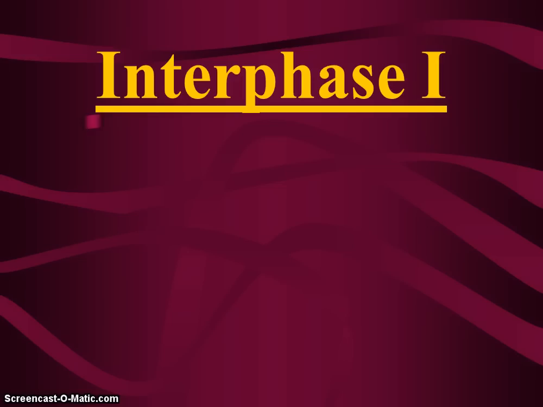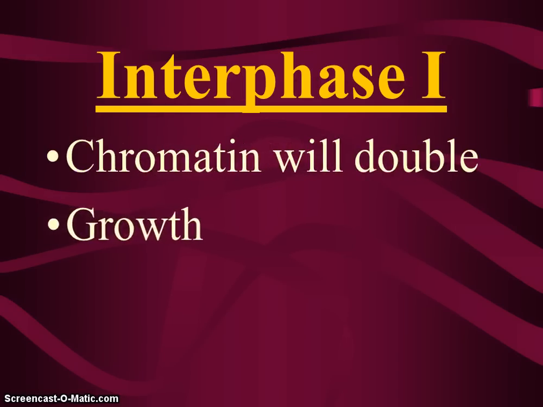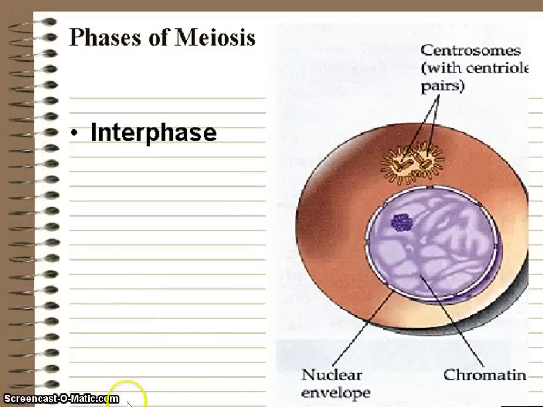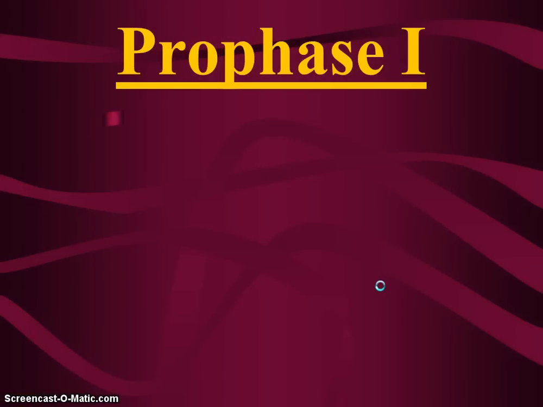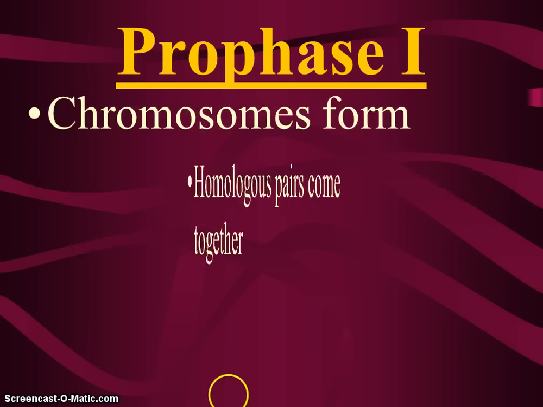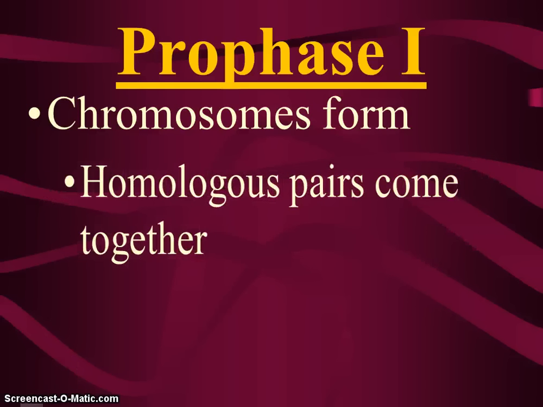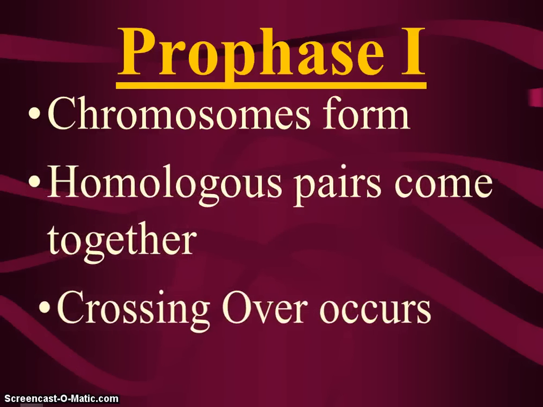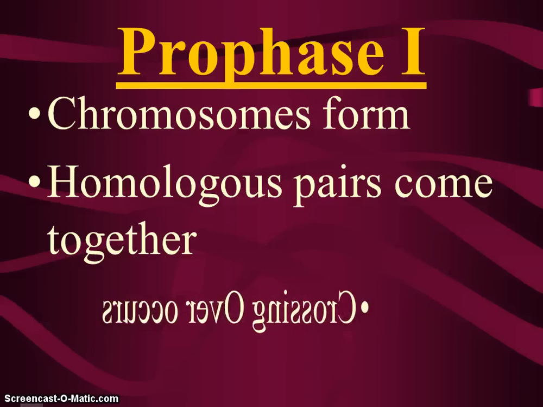So interphase 1 is very similar to interphase of the cell cycle. The chromatin is going to double. There's going to be growth and preparation. So it's just what we've learned about when we talked about the cell in the cell structure and function notes. Now, prophase 1, similar to the cell cycle, however, there is a slight difference. So we still form our chromosomes. This time, we're going to form homologous pairs. Okay, the nuclear envelope still disappears, and something else different occurs.